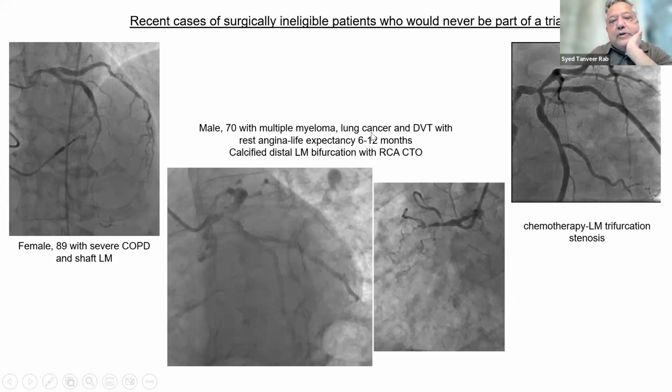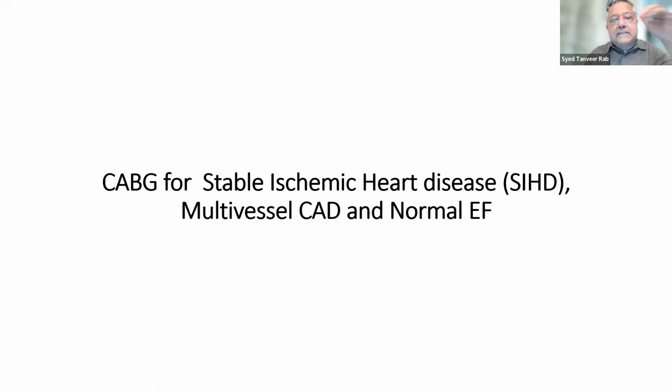So we got 2 cancers, myeloma and lung cancer. Life expectancy was 12 months. RCA CTO, and distal left main bifurcation stenosis, calcification. This was the kind of case that I got to do, and he survived actually 18 months. So what about multivessel coronary disease?